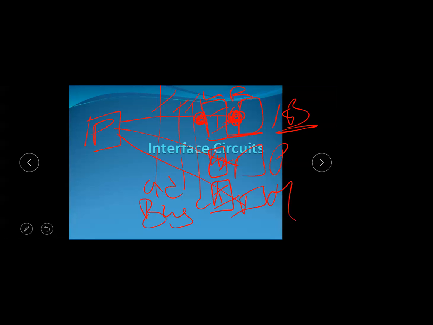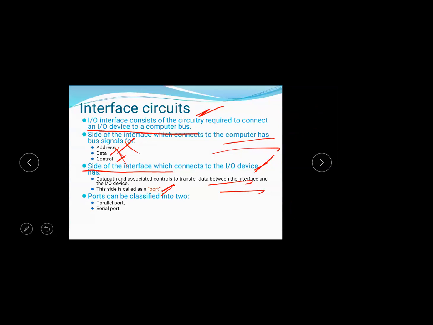The left hand side of the interface connects to the computer side, to the bus lines: address line, data line, and control line. The right hand side, which connects to the IO device, is known as the port, through which data is transmitted from the device to the interface circuit, and from the interface to the bus lines. Ports are classified into two types: parallel port and serial port.